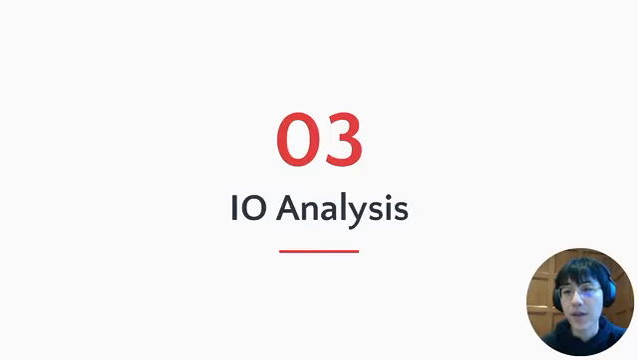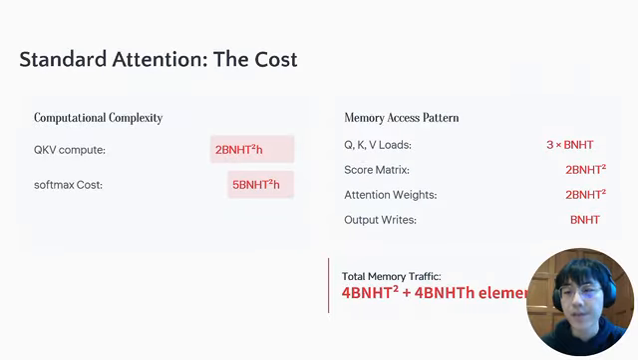Next, I will give a simple quantified I/O analysis to make this discussion more quantitative. We will compare the memory traffic of standard attention and FlashAttention, and then look at what that implies for operational intensity on hardware. For standard attention, both the QKV computation and the softmax scale roughly as the square of t, where t is context length. More importantly, the memory traffic is also quadratic in t.